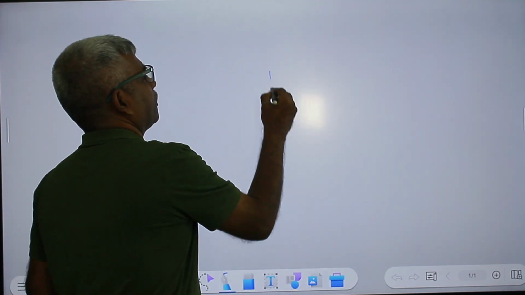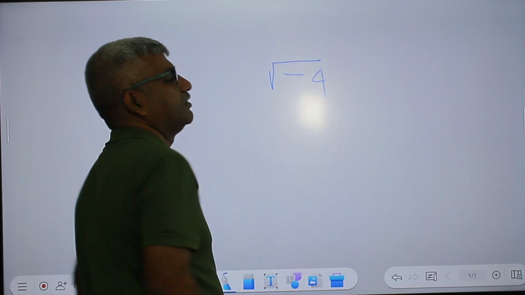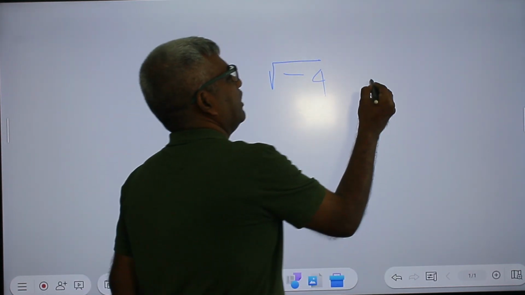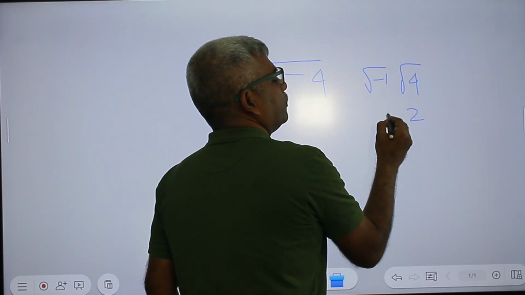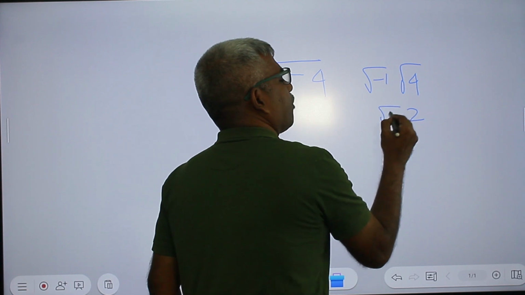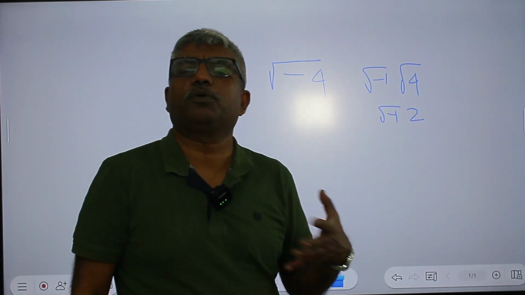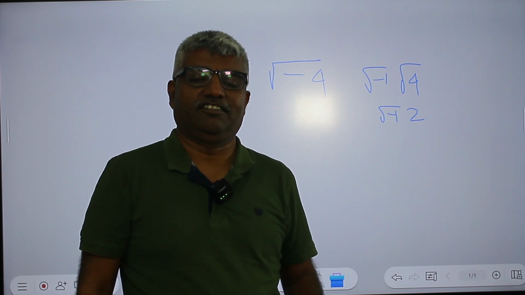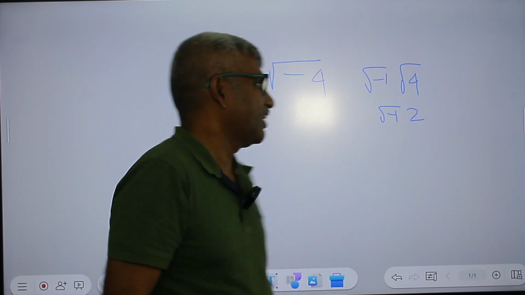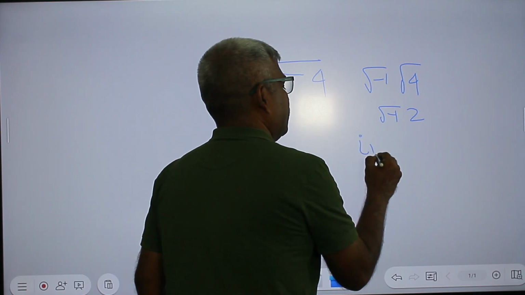What is square root of 4? 2. Very simple. What is square root of minus 4? Square root of minus 4. It is square root of minus 1 times square root of 4, which is 2, square root of minus 1. How to represent square root of minus 1? It is i, imaginary number. So, i root 2.